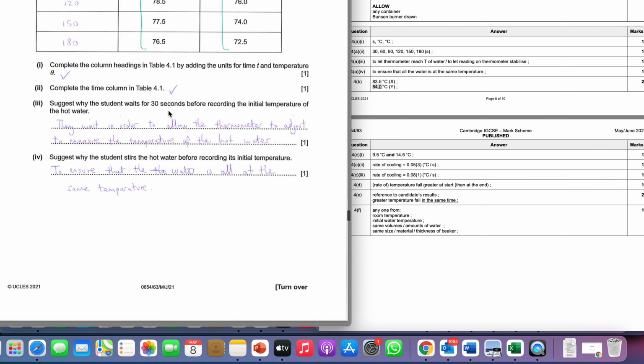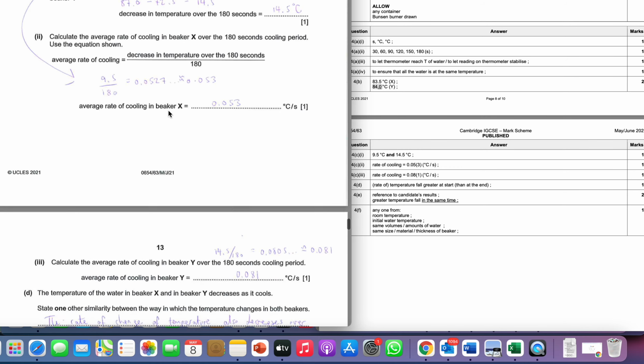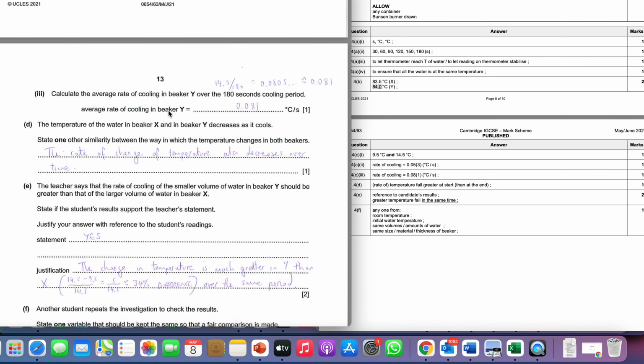And we actually know this from our P3, which is that as the temperature goes down, the rate of cooling is also going to go down with it. And you can see that from the data. The teacher then says that the rate of cooling in the smaller volume of water should be greater than that of the larger volume. So let's have a look there. We're going to say yes.